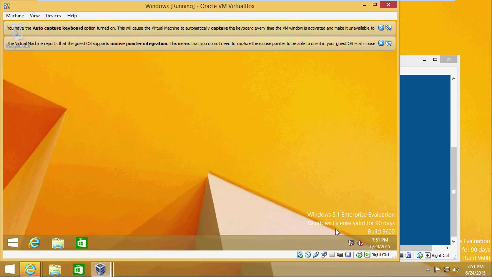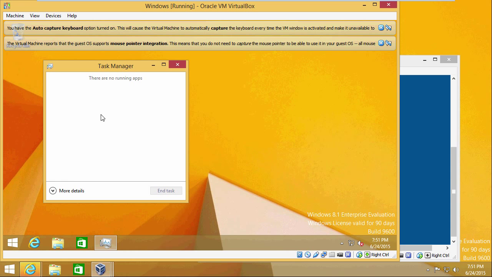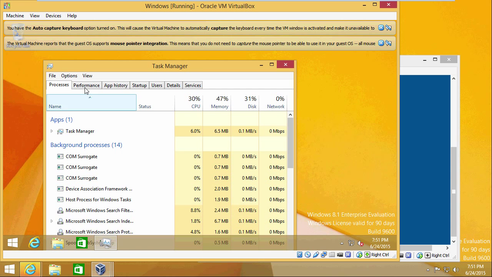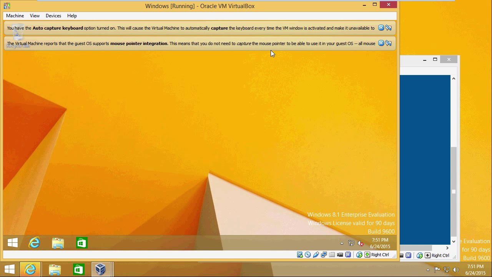And this is an eval of Windows 8.1 Enterprise Evaluation Edition. Let's take a look at the task manager in this guy. Basically, we have a single core, single processor, virtualized. Of course, and then memory, I have a gig of memory with 50% of that memory used. i7-3770, 3.4 gigahertz, so, you know, nothing special.